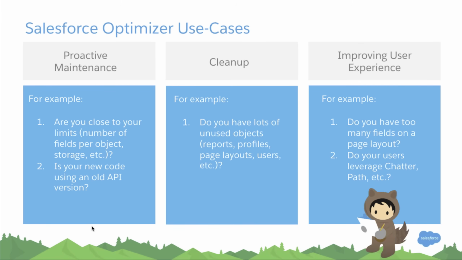Can you create a field? Maybe not. So the optimizer will tell you that. If you need to remove fields because some are unused, you can also access that information as well. If you're working with your development team, is your new code using an old API version? That might be an issue at some point, and for code maintenance, it's important. So that's just two examples of what you could do for proactive maintenance.